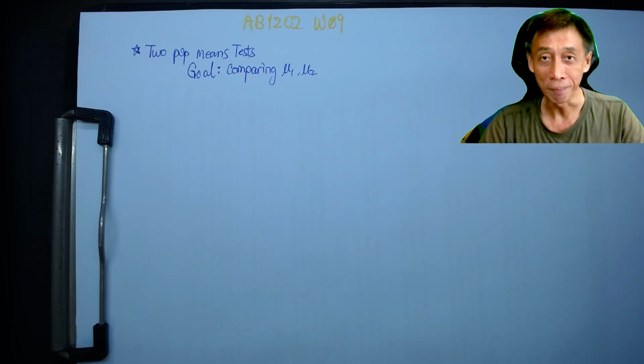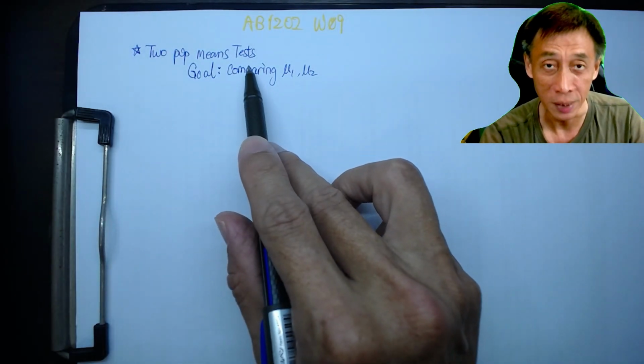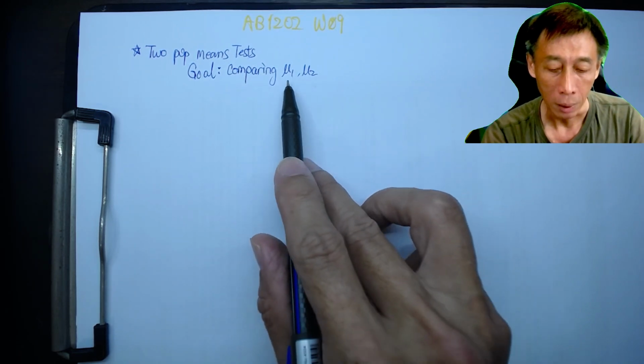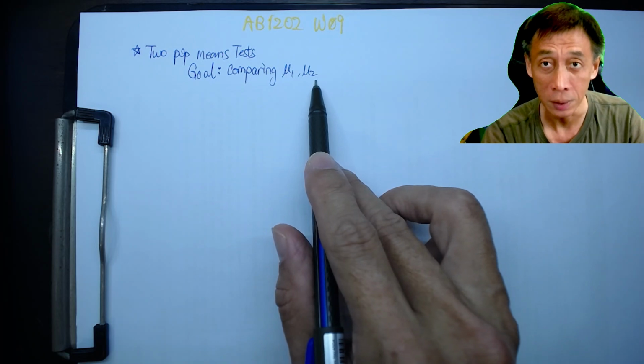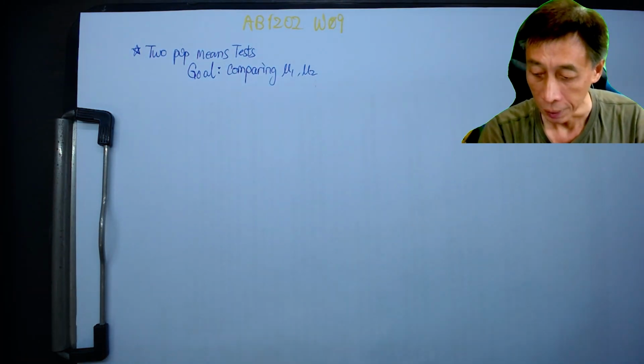Very easily done. Okay, so remember that all the time when we conduct two population means tests, the goal is just to compare the outcome. The goal is not to find the numbers, then do the subtracting. Okay, so that's the starting point.